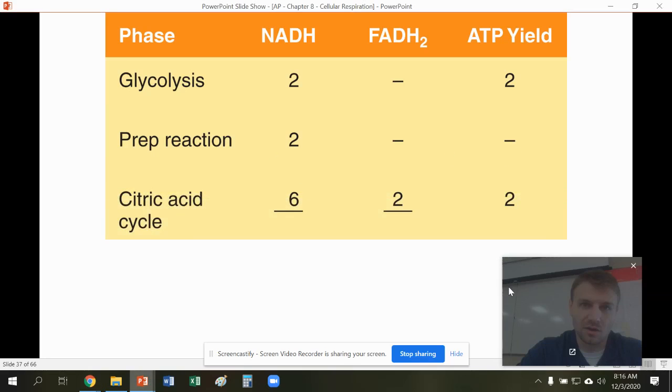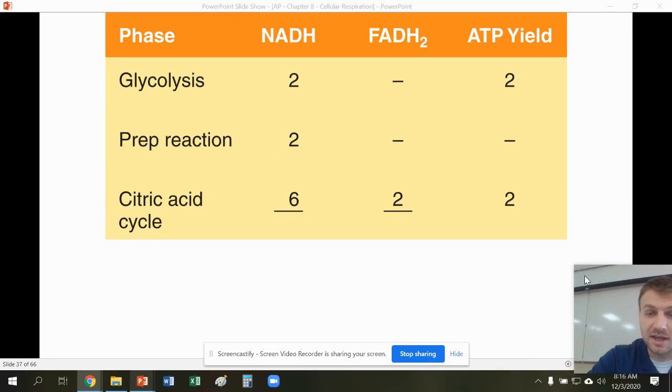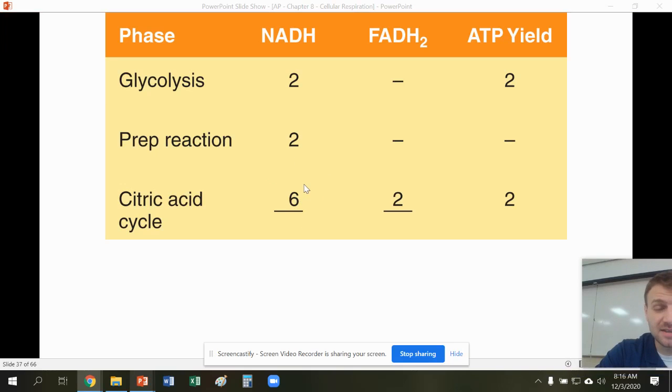The Krebs cycle, also known as the citric acid cycle or the TCA cycle, we produce 6 NADHs, 2 FADH2s, and 2 ATPs. Now, at this point, we've only produced 4 ATP. Not a lot of ATP. Your cells need millions and millions every second.